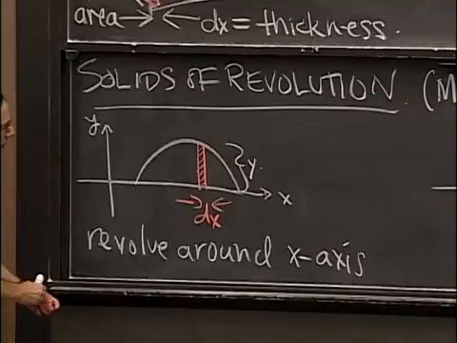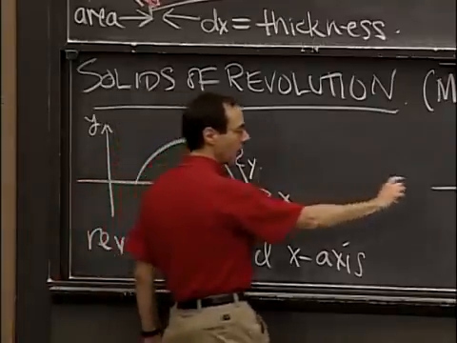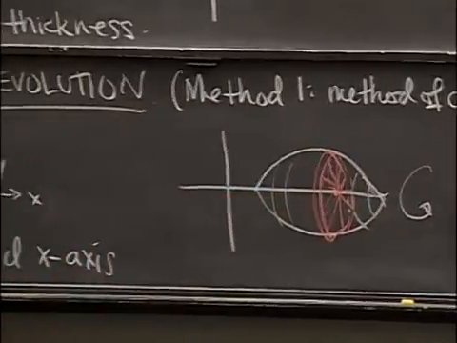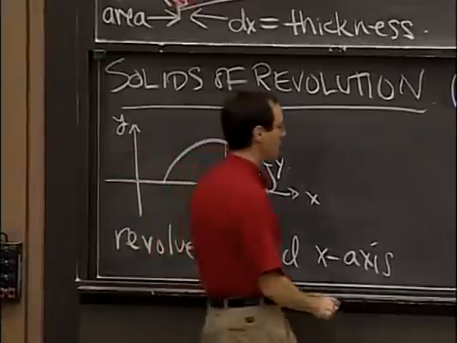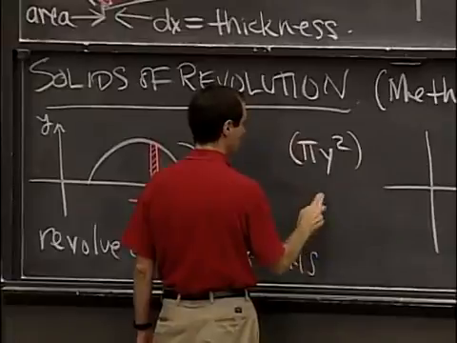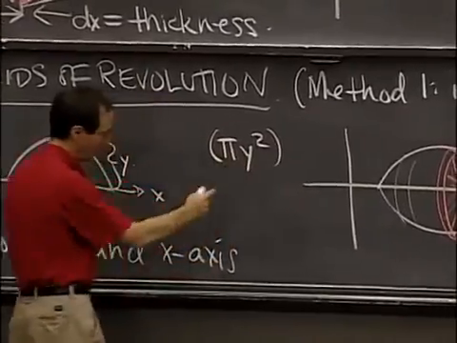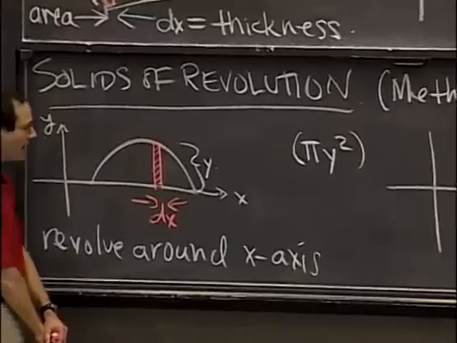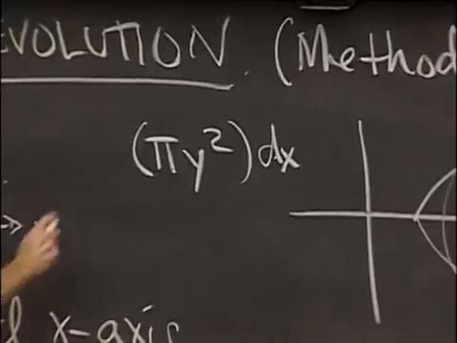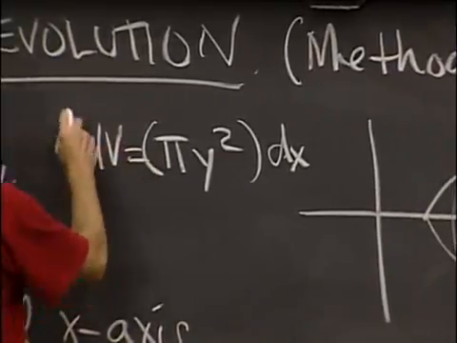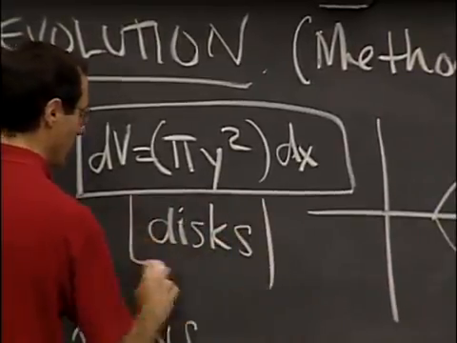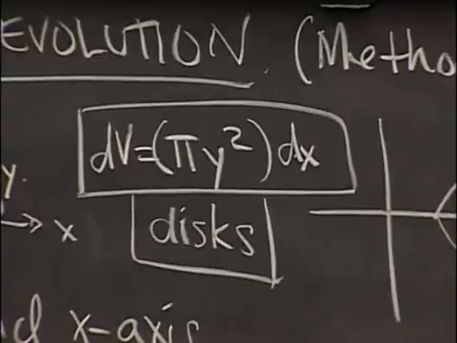Then the area of the face is easy to calculate because it's a circle, or a disk, if you like, with this radius. So its area is pi y squared. So that's, if you like, one of the dimensions. And then the thickness is dx. So the incremental volume is this. So this is the method of disks. And this is the integrand.